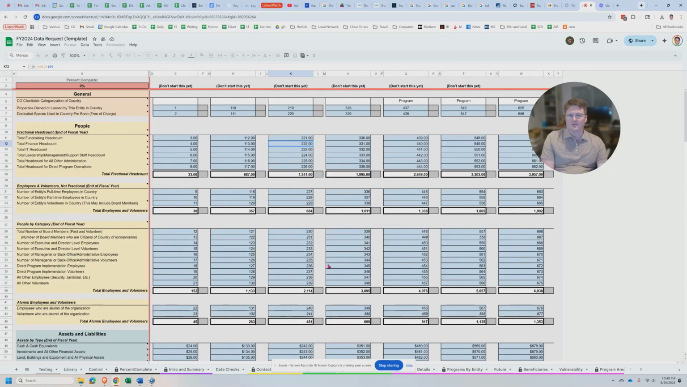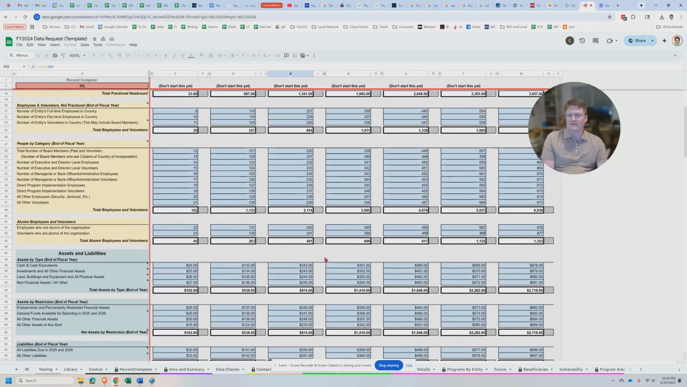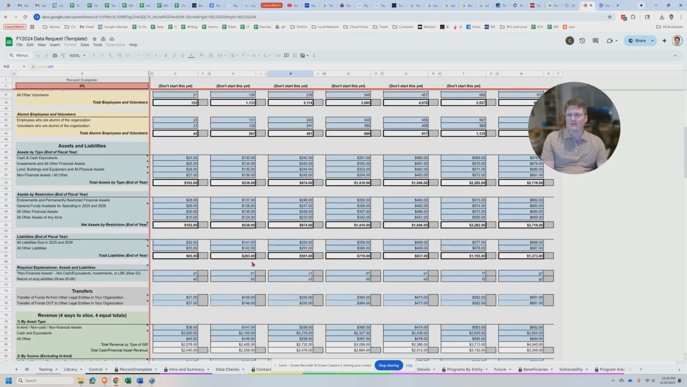And that's true across the board with assets and all other things. There might be entities in the United States that own assets abroad, but we want those assets to be reported in the physical location where they reside, not necessarily where they exist on a financial statement.